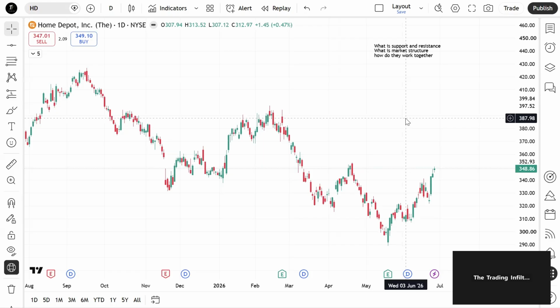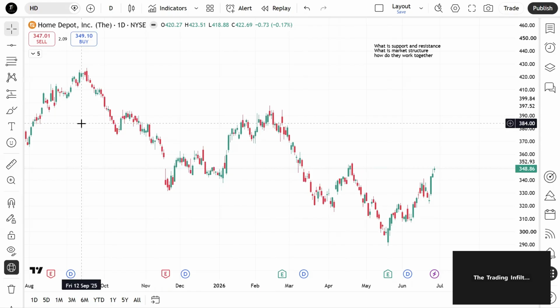This is a daily time frame on Home Depot. I chose this chart because it has had smooth price action over the past almost year, right? It's been in a clear downtrend. So let's talk about support.